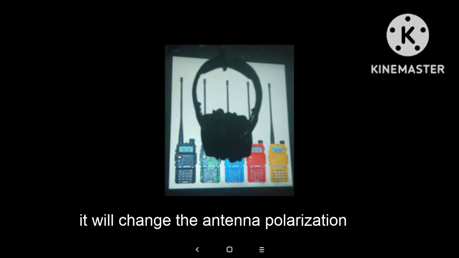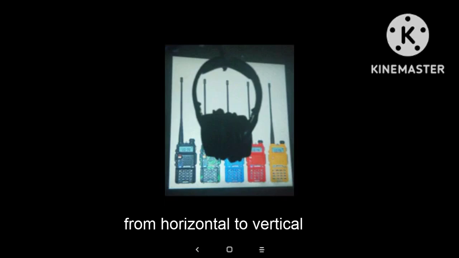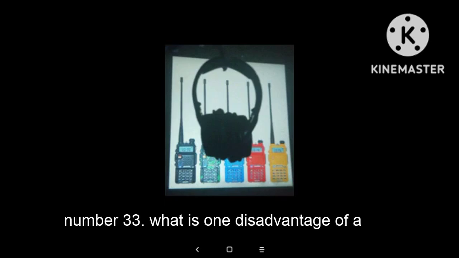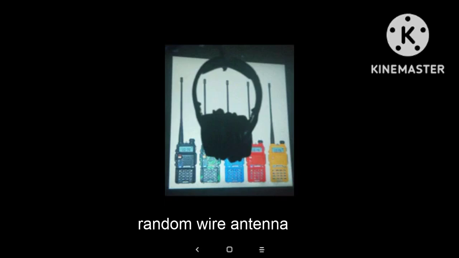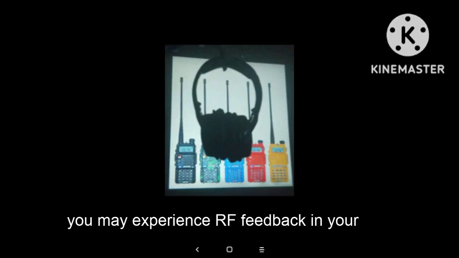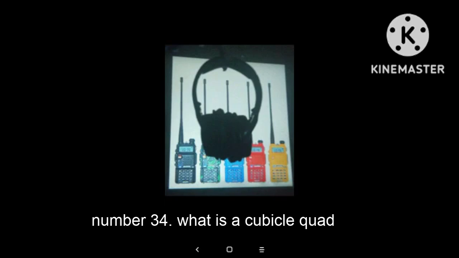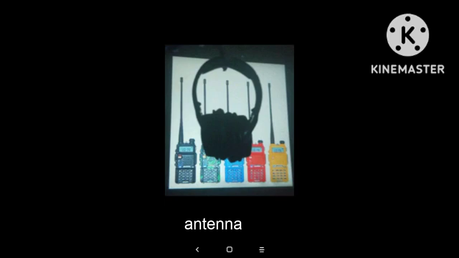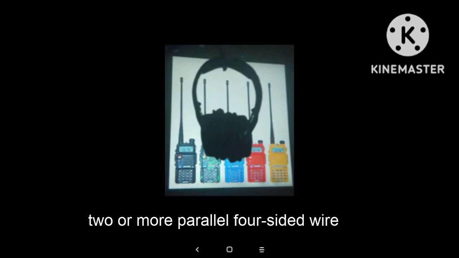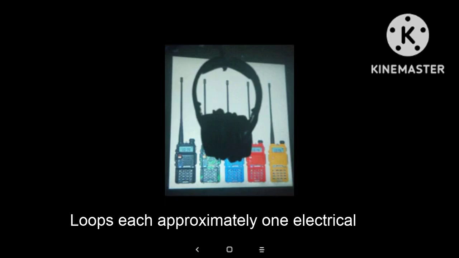It will change the antenna polarization from horizontal to vertical. Number 33. What is one disadvantage of a random wire antenna? You may experience RF feedback in your station. Number 34. What is a cubical quad antenna? 2 or more parallel 4-sided wire loops, each approximately 1 electrical wavelength long.